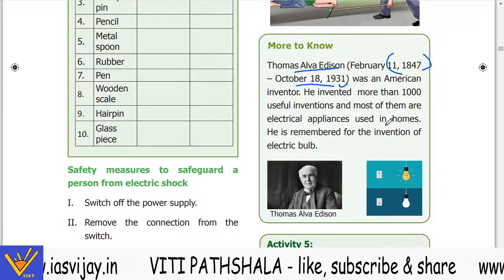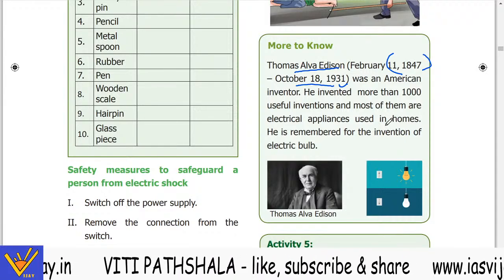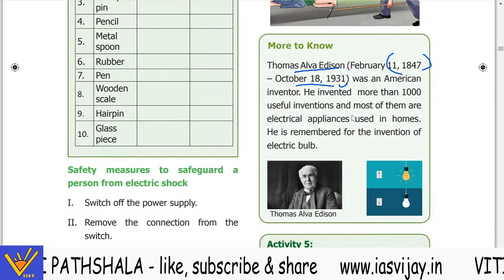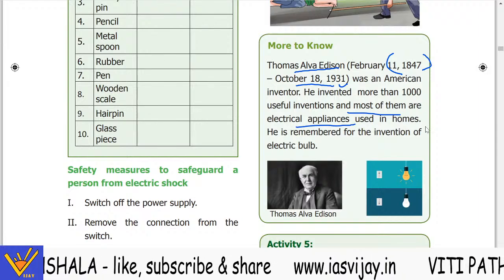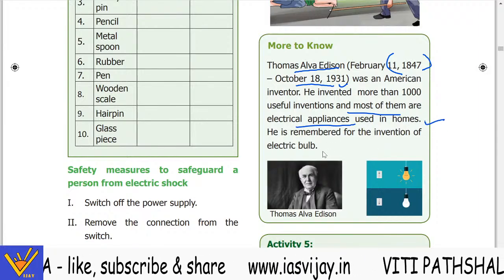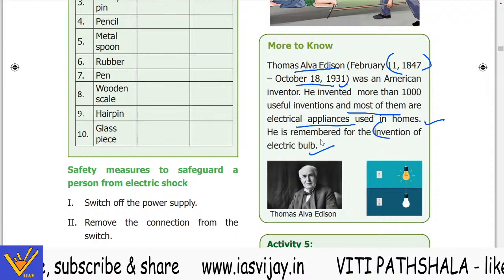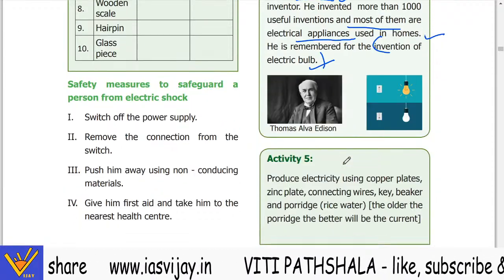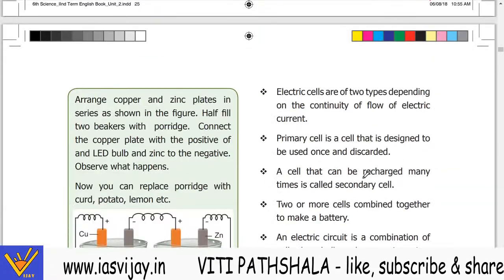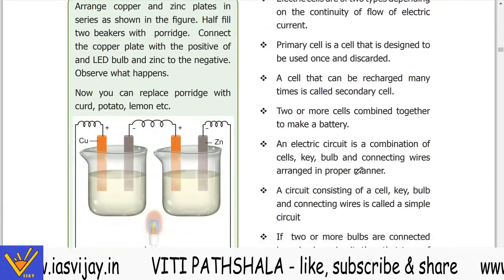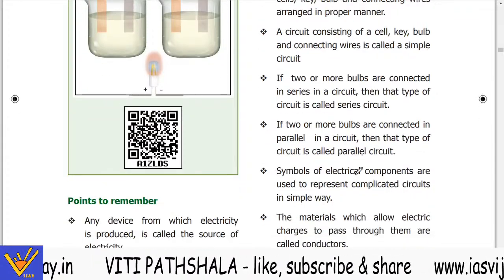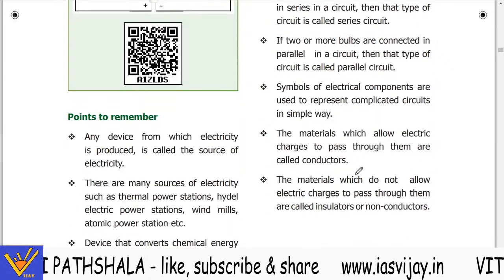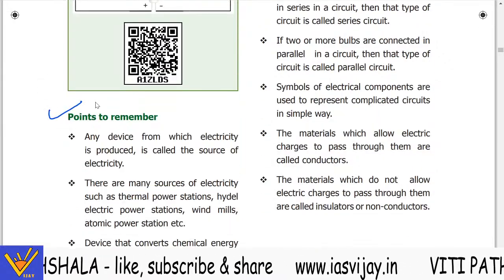I will say this is life science. This is not the science, this is life science. Most of the electric appliances used in homes are useful, and he is remembered for the invention of the electric bulb. So this was Thomas Alva Edison. More of our focus would be on the social sciences rather than on studying science. So the thing at last you can do is study the points to remember, that would be enough.